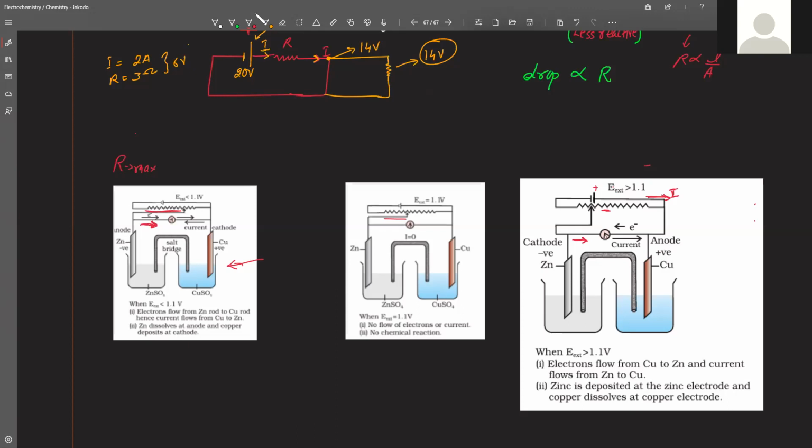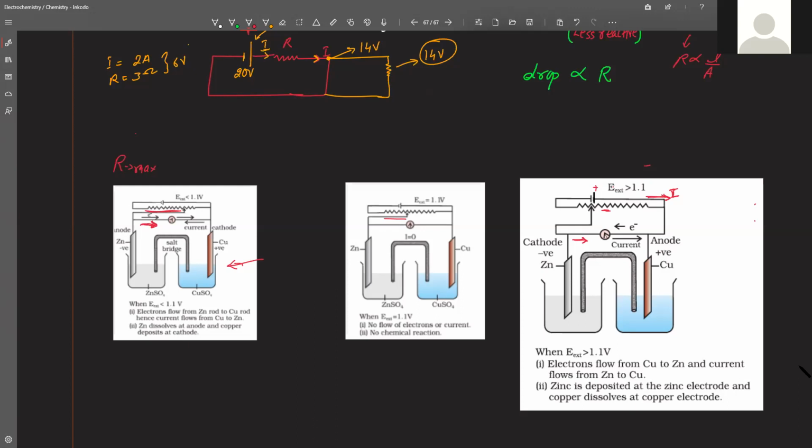Now, if two cells are connected, that means these two cells are actually opposing each other, correct? So now there will be competition between the EMF of these two cells. EMF of these two cells means the voltage or the potential supplied by the external cell and the potential of the cell itself. Now what do we observe? We have a voltmeter here which is connected in between, or maybe even a meter or a galvanometer, to show us the direction of the flow of current in this circuit.